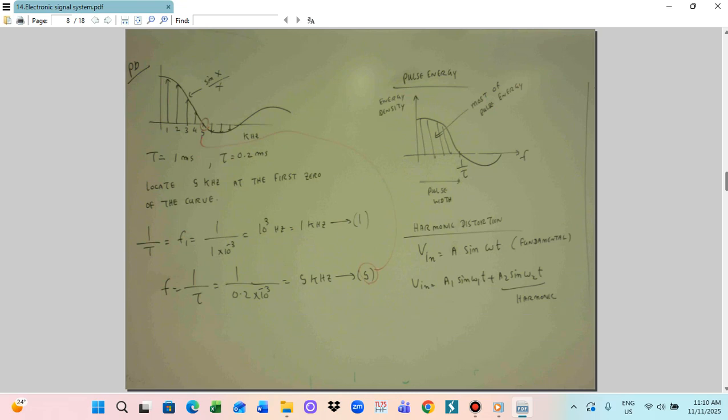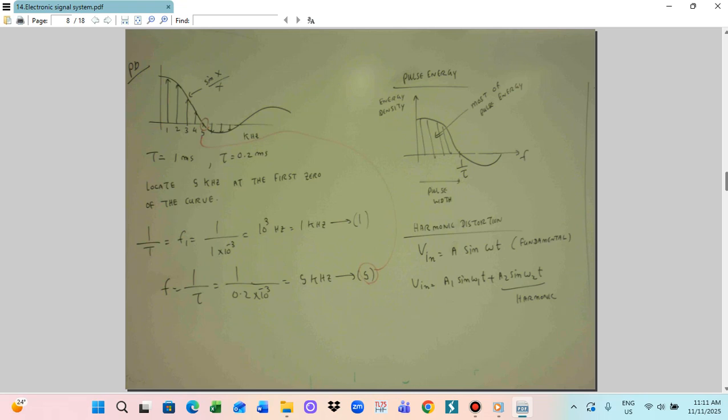In this case, we also need to calculate tau. The frequency for tau: f is equal to 1 by tau, so 1 by 0.2 millisecond, times 10 power 3, which gives 5 kilohertz. So 1 kilohertz corresponds to 1, and 5 kilohertz corresponds to 5. So this 5 is here, this point. By this you can locate the point on the graph.